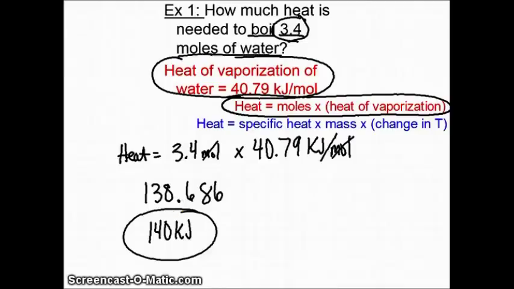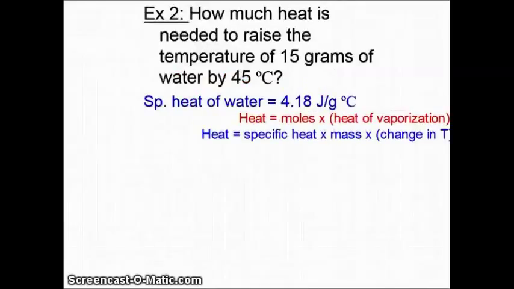Alright, so let's look at our next example. It says, how much heat is needed to raise the temperature of 15 grams of water by 45 degrees Celsius? They don't give us a starting point, they don't give us an ending point. We know that it's water. I'm assuming that it's liquid water, not ice or steam. I guess they would say that.